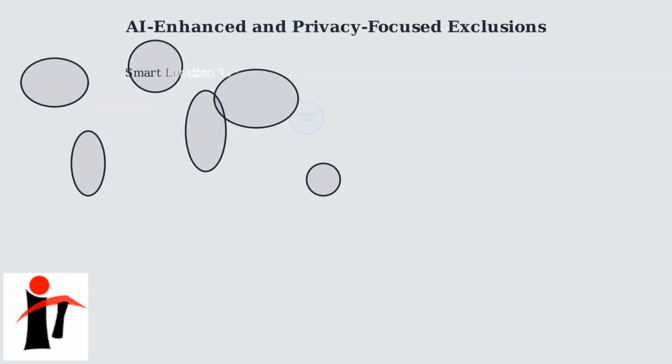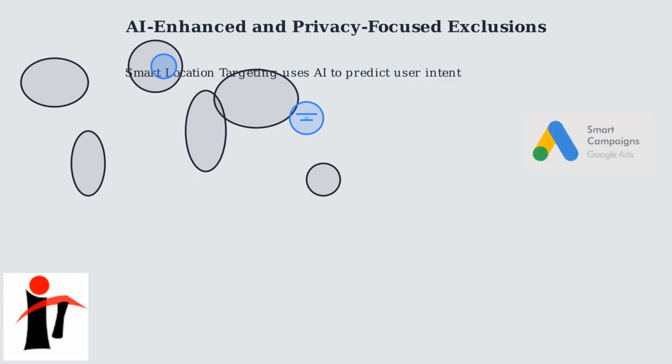Google's Smart Location Targeting, introduced in mid-2024, uses artificial intelligence to predict user intent and dynamically exclude regions based on events like trade sanctions. This AI-powered system analyzes search patterns and real-time data to automatically adjust your location exclusions, ensuring your ads reach the right audiences while avoiding restricted areas.